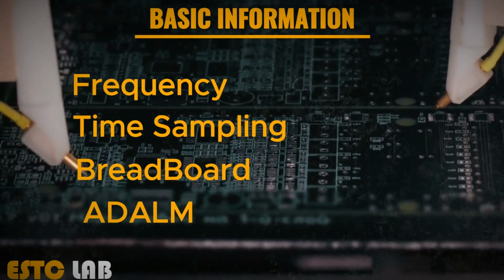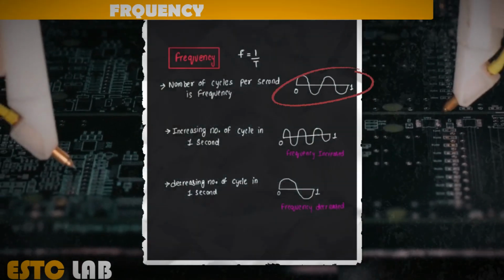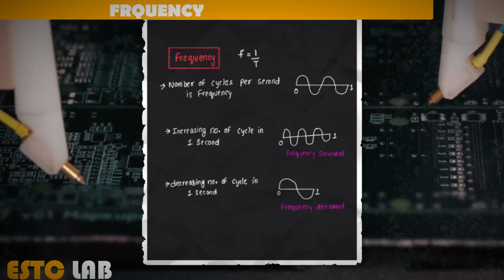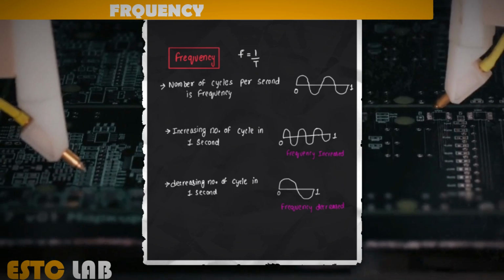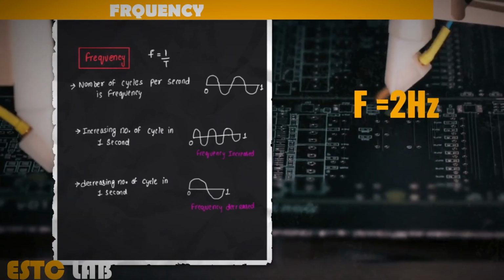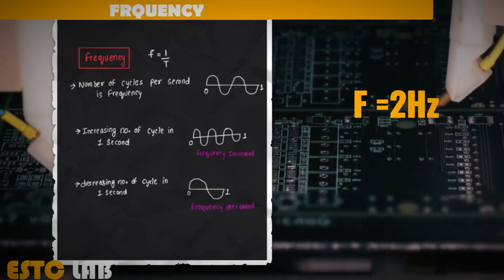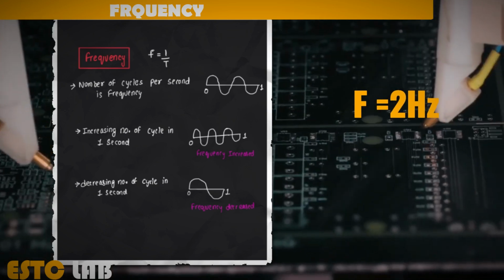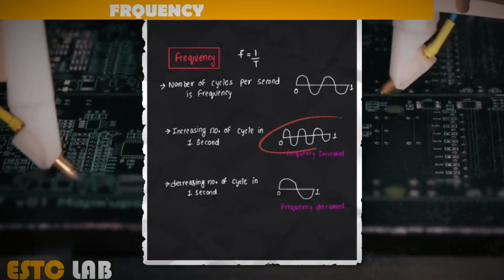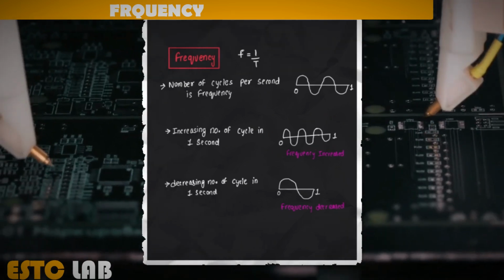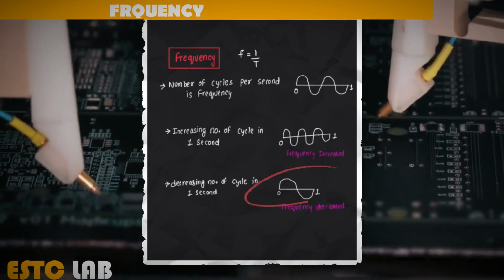So let's start with frequency. The number of cycles per second is frequency. In the first diagram, between 0 and 1, this sine wave is completing its 2 cycles. That means its frequency is equal to 2 Hz. What will be the pictorial representation if I increase the frequency of any wave? If I increase its frequency, now you can see that there are 3 sine waves between 0 and 1. And on decreasing the frequency, the sine wave is reduced to 1 between 0 and 1 second.